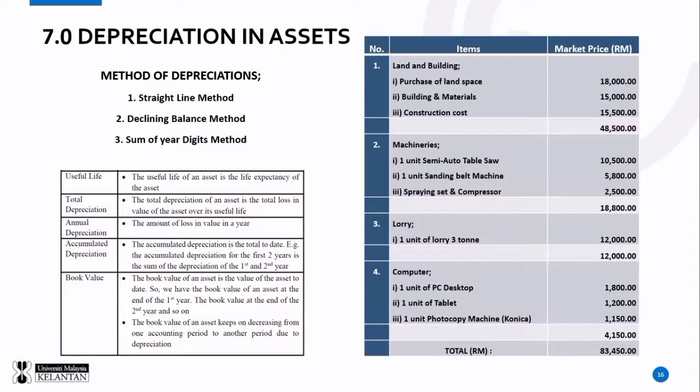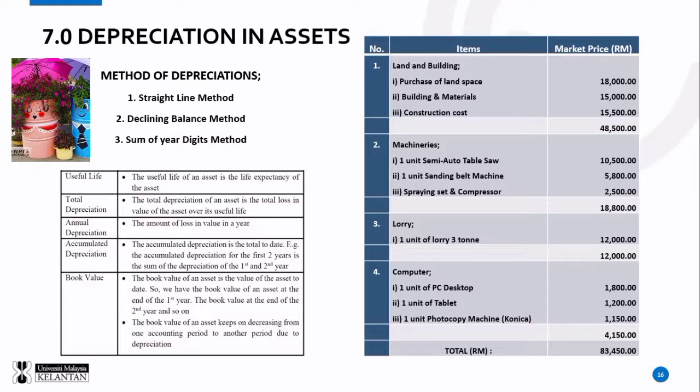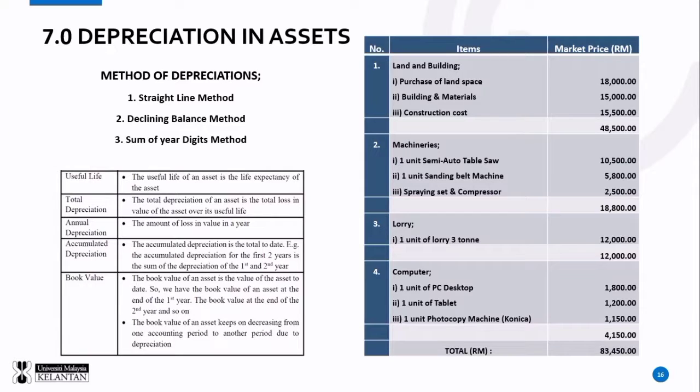Sarah? Thank you, Mr. Azrin. Depreciation in assets: the methods of depreciation are the straight line method, declining balance method, and sum of year digits method. For the rules of depreciation, we have useful life, total depreciation, annual depreciation, accumulated depreciation, and book value. So these are the terms in depreciation.